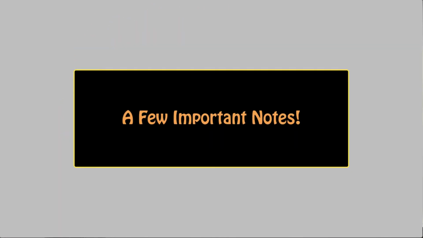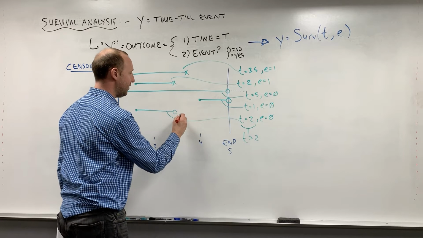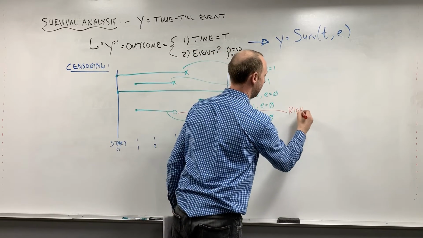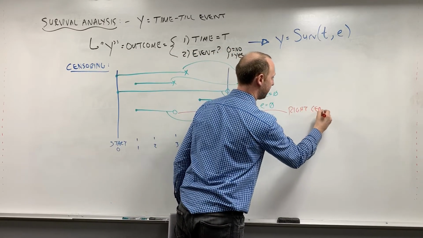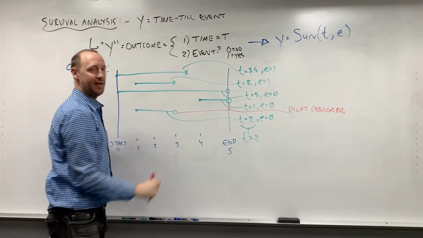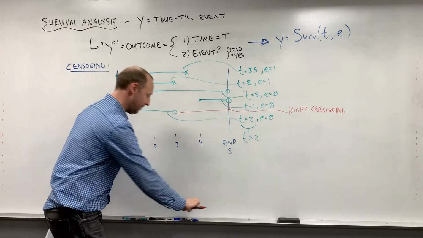A few things to mention before we do. These here all get called right censoring, meaning the right endpoint was censored.